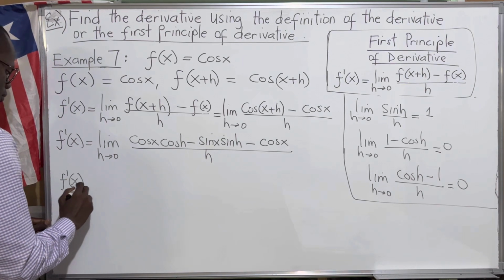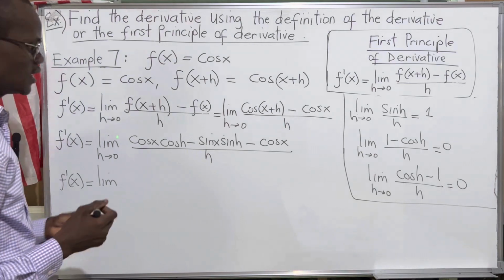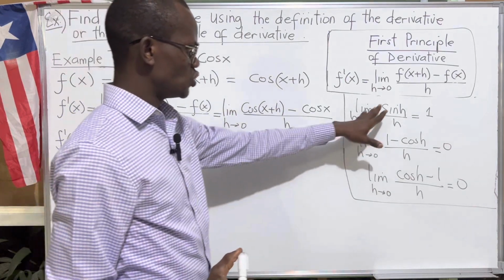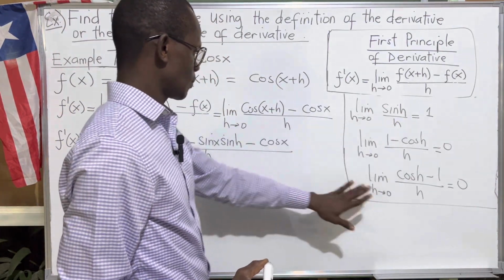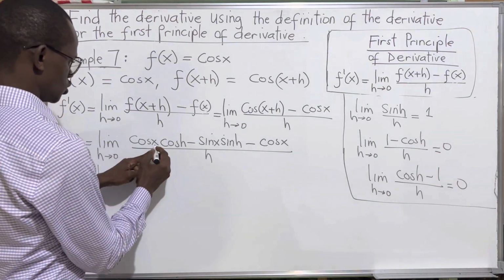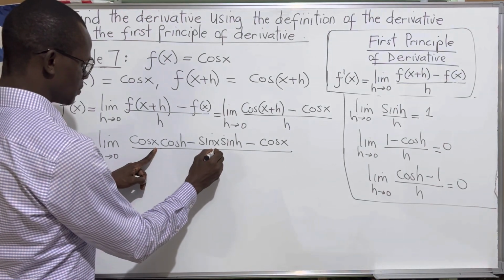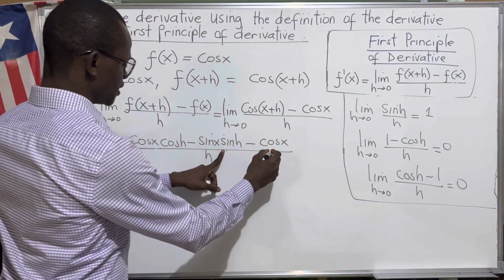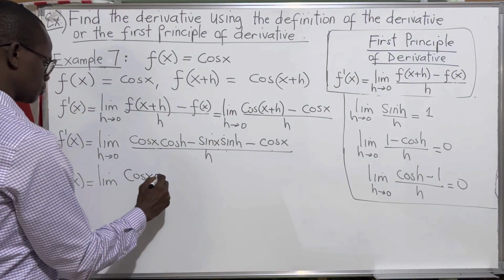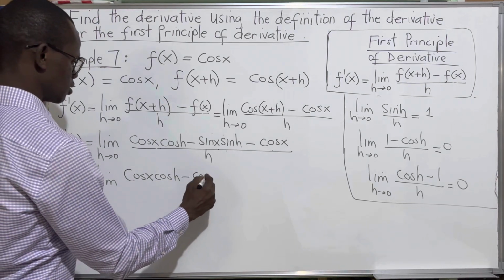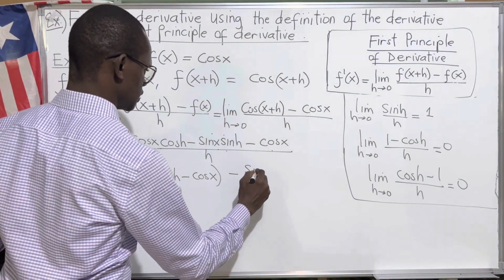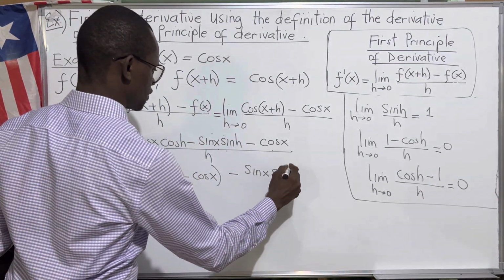f prime of x is equal to the limit. Again, like we did in the previous problem, our objective is to ensure that we utilize these properties. So we think of how we can group again. We look at this term and this term, which have nothing in common, but the first and the last have something in common, which is cos of x. So we group them: cos of x cos of h minus cos of x, minus sine of x sine of h.